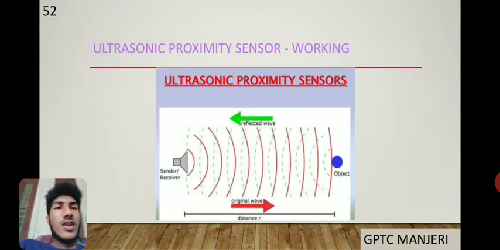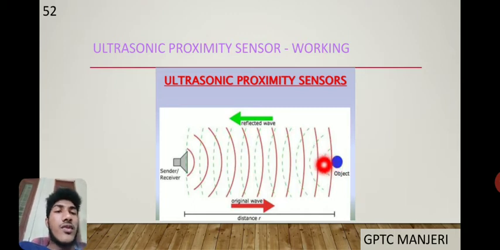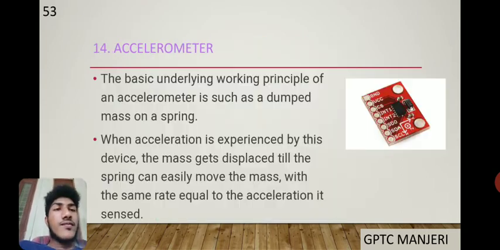This is the working diagram of the ultrasonic proximity sensor. The sender or receiver sends the ultrasonic waves, and when the object comes into the region of the ultrasonic proximity sensor, the wave touches the object and is reflected to the receiver. So the presence of the object is detected.